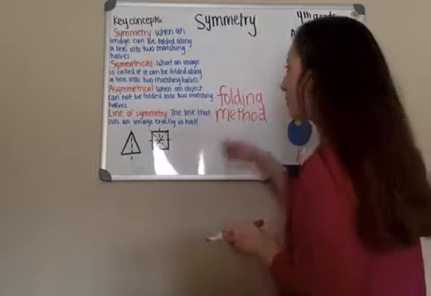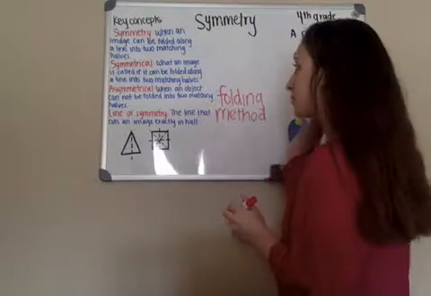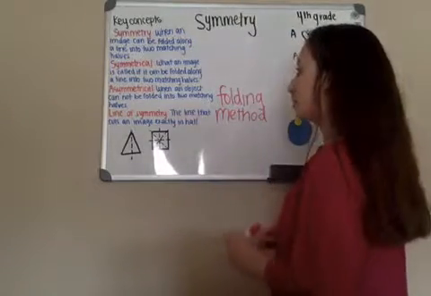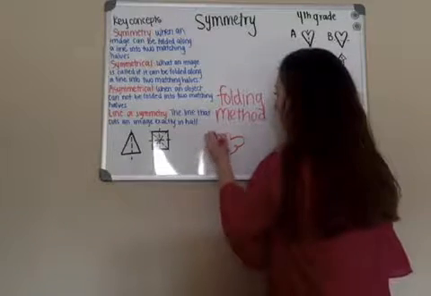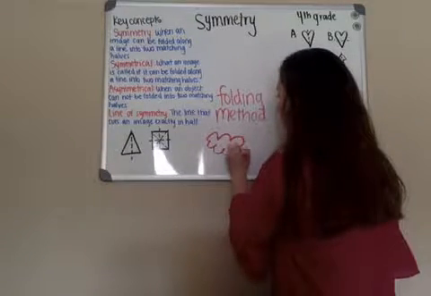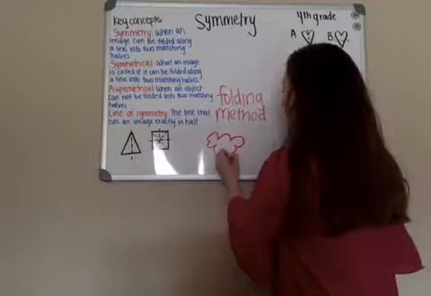Now we're going to talk a little bit more about asymmetrical objects. This is when an object cannot be folded into two matching halves. For example, we have a cloud. As we all know, clouds are different shapes. So this is our cloud right here.